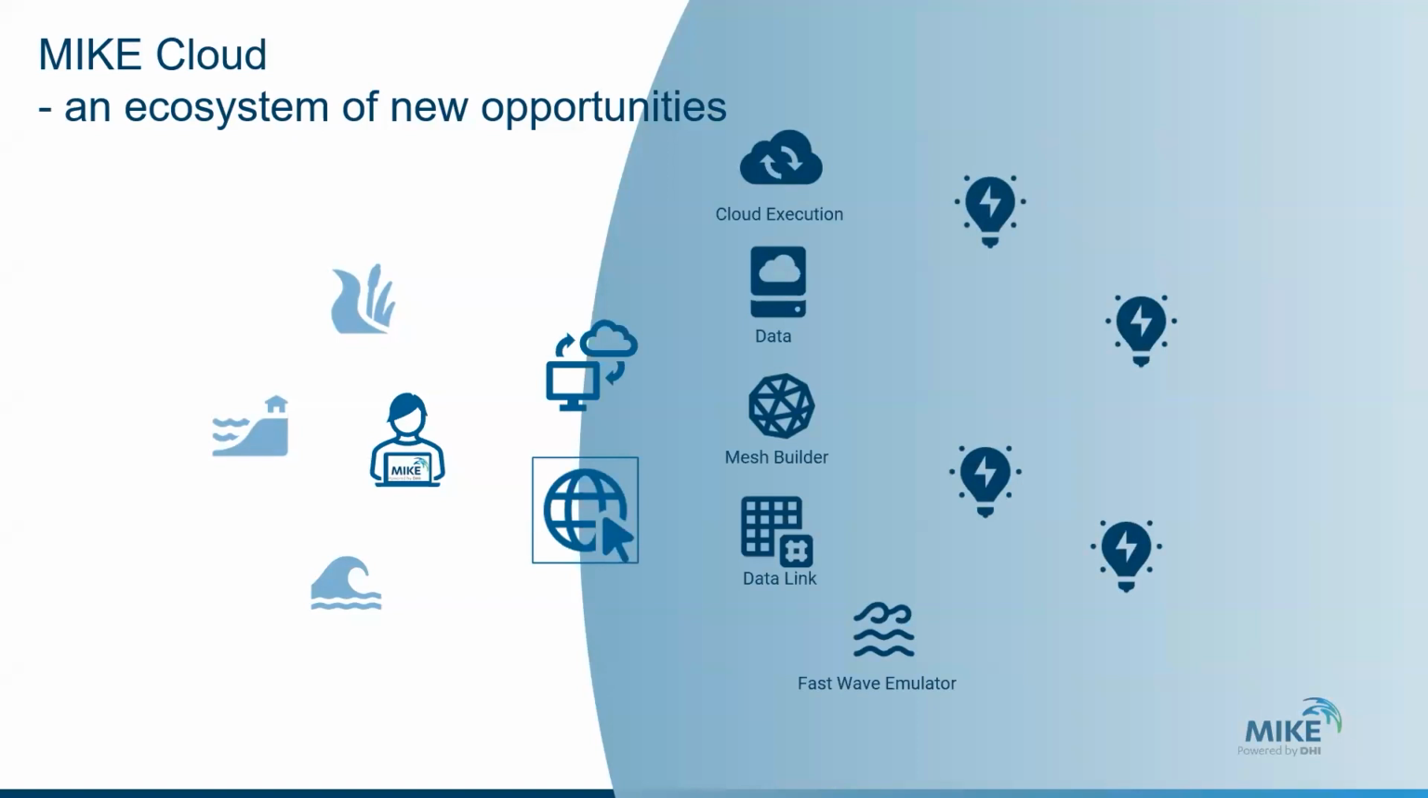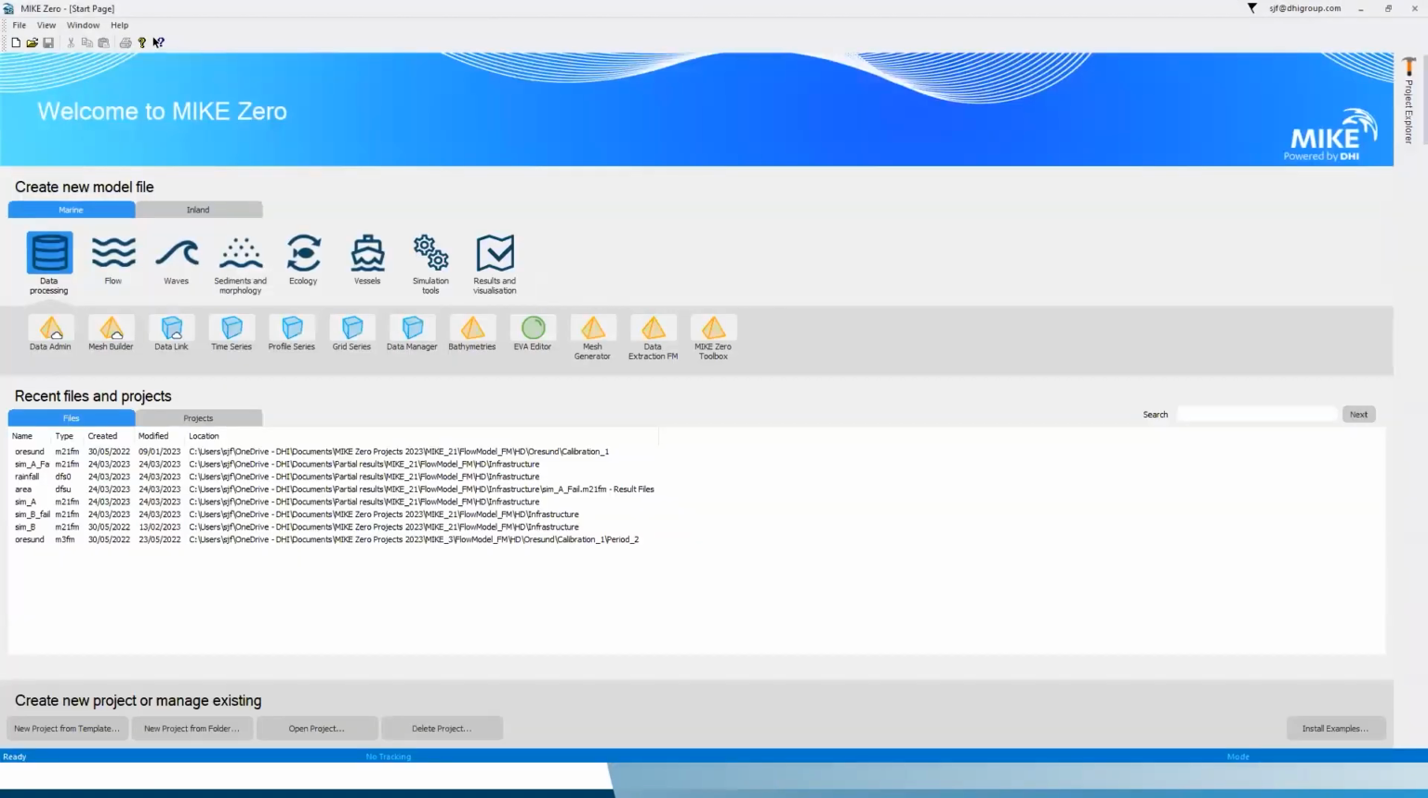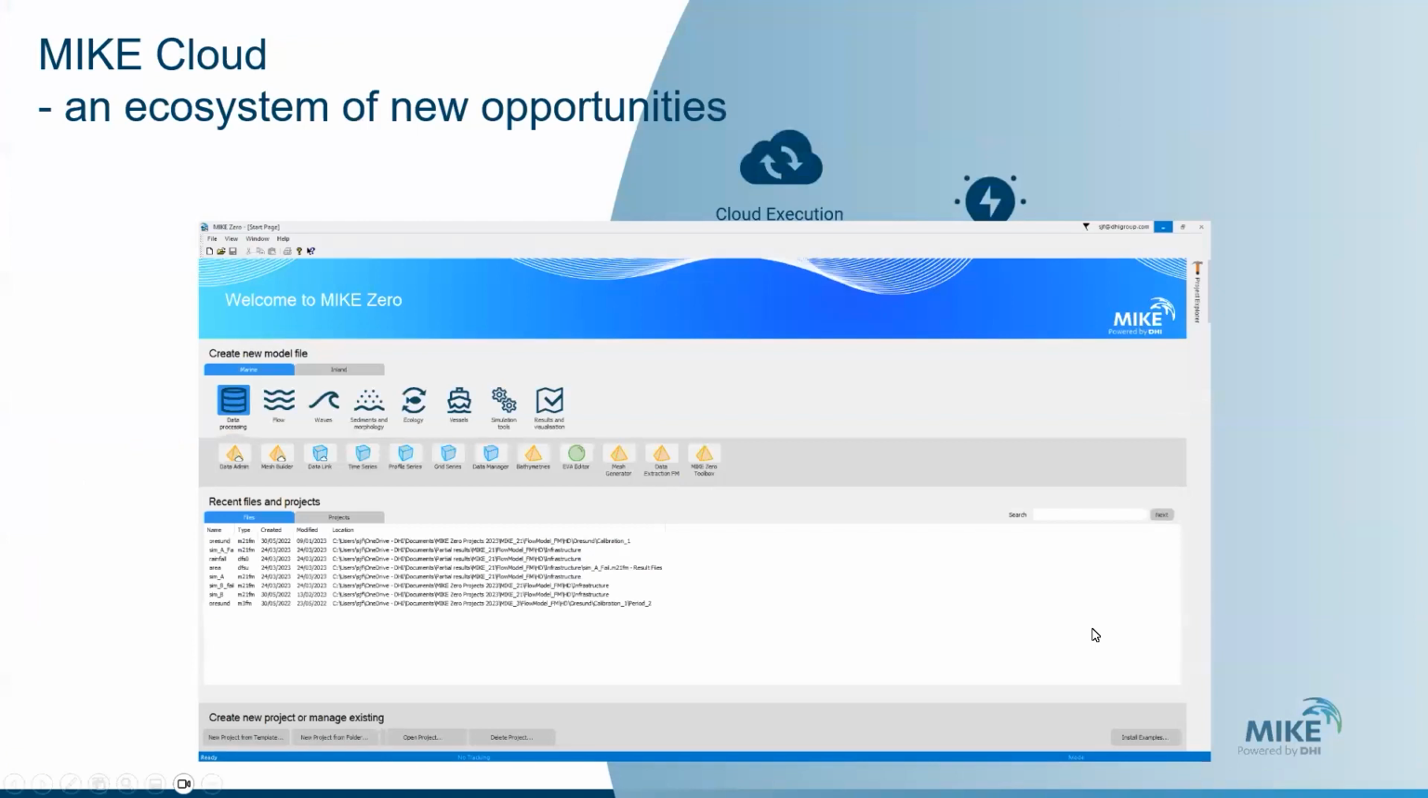So if you're familiar with the Mike products, I will just quickly show a snapshot of Mike 0 here. This is Mike 0 as it is today. You'll notice that some of the tool icons on the start page actually have little clouds. So here we have a number of cloud products: Data Admin, Mesh Builder, and Data Link. So we'll be looking at Data Link today. If I minimize this, there's my cursor.